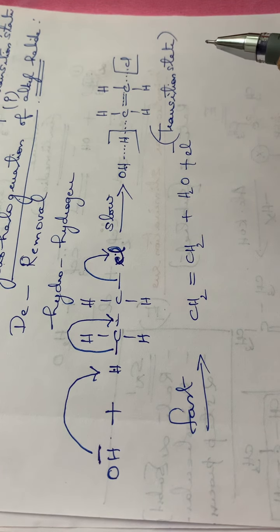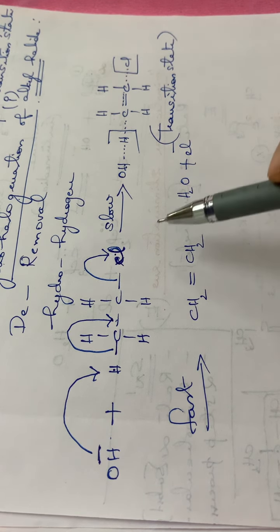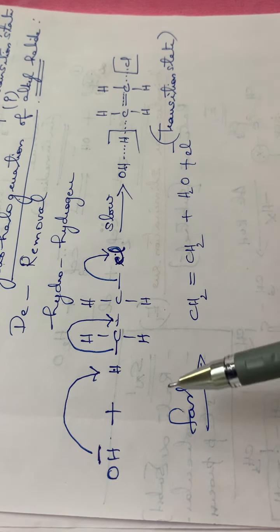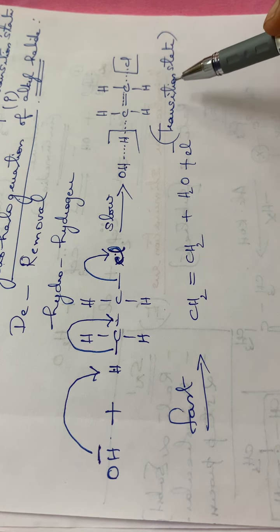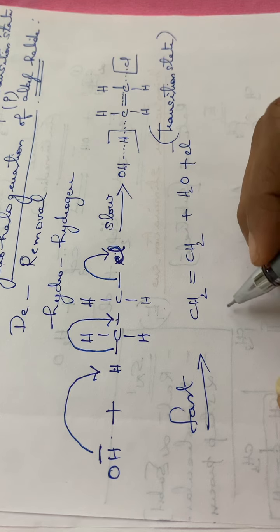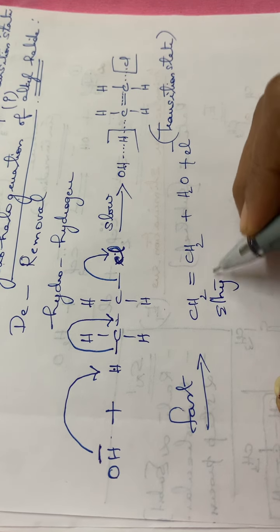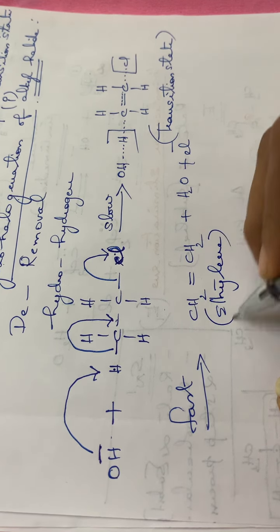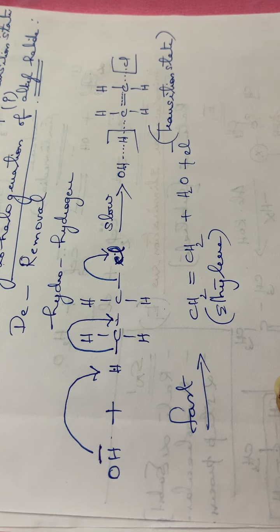I think there is no need of saying it once more. You can just rewind the video. So this is the process taking place, here it is a transition state, and the final product is an alkene, ethylene or ethene. It's a double bonded compound.